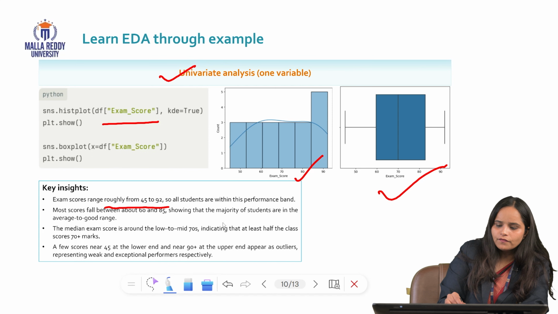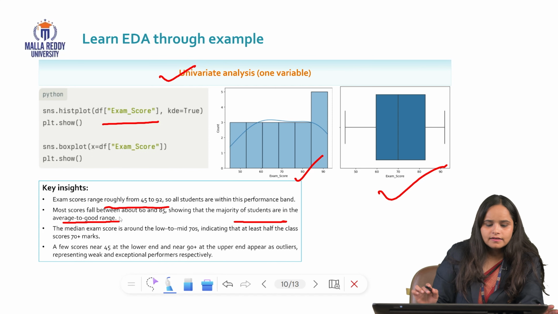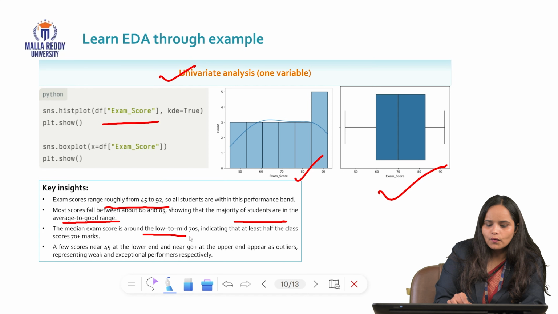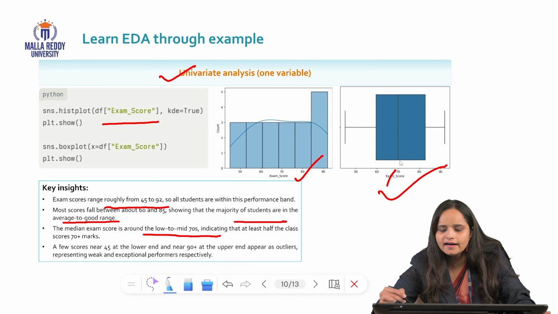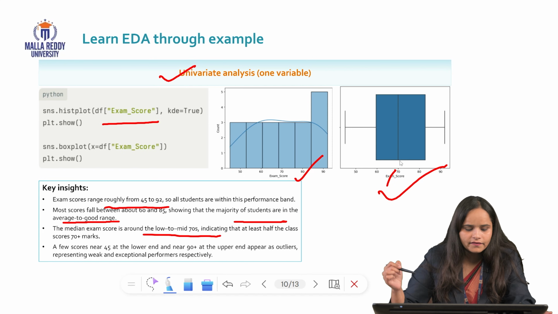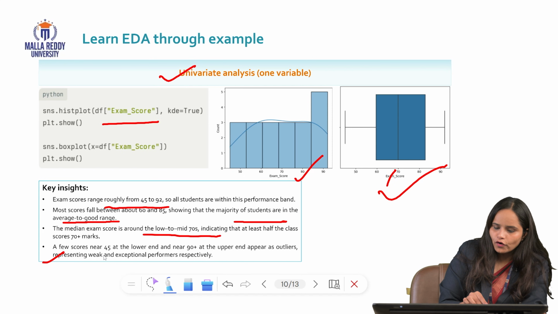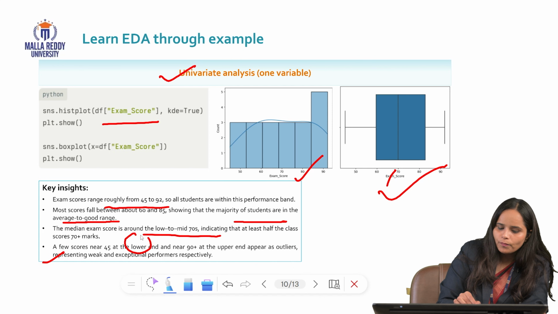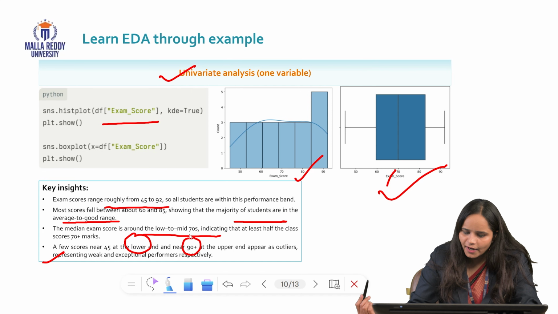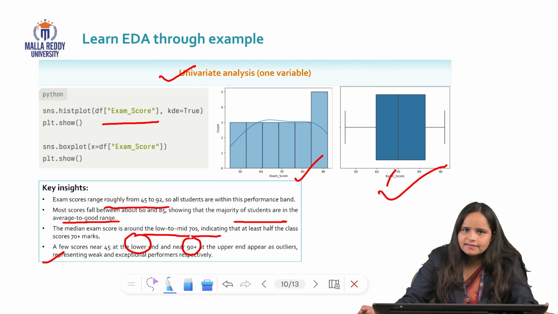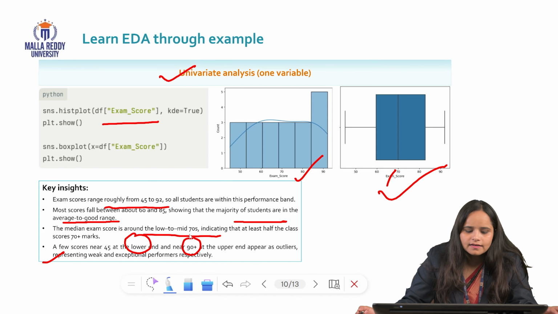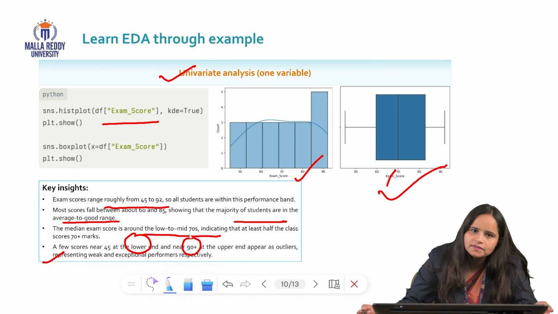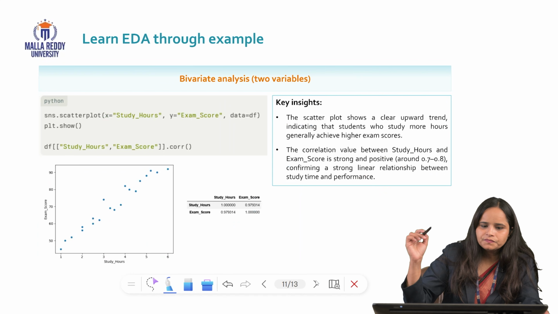Also, the majority of the students are in the average to good range. The median exam score is around low to mid 70s. From the box plot, we can understand that the median is near 70. A few scores near 45 come under the low performers, and also high scores like 90 plus come under high performance. So from the univariate analysis, we come to know the range of the student marks. Also, we find out who the low performers and the high performers are in our class.